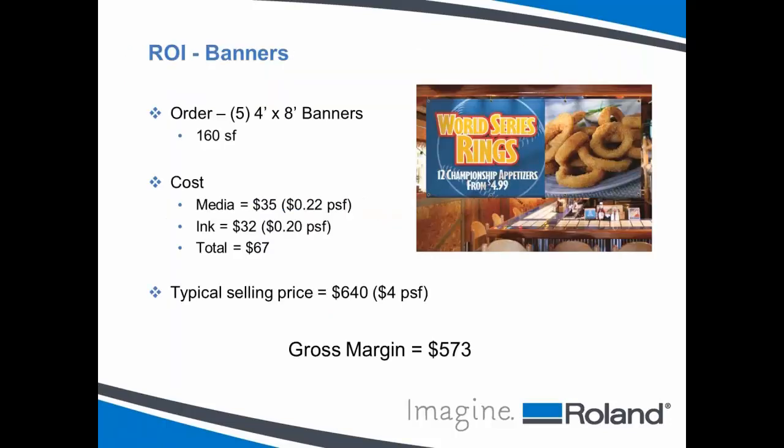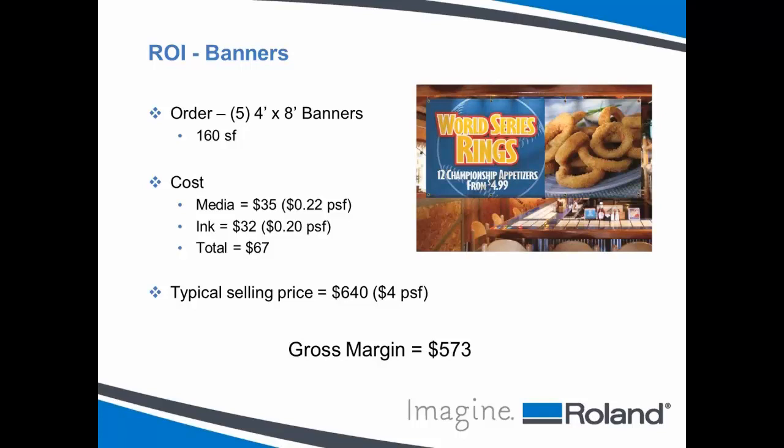Let's look at the ROI. Typical jobs, banners. Okay? Customer comes in and orders 5 4x8 banners. It's about 160 square feet of printing. Okay? So your cost on media is about 22 cents per square foot, and your ink is about 20 cents per square foot. So your total cost of goods is about $67, and your typical selling price is about $4 per square foot. Okay? So you're looking at $640 selling price. So your gross margin is about $573.